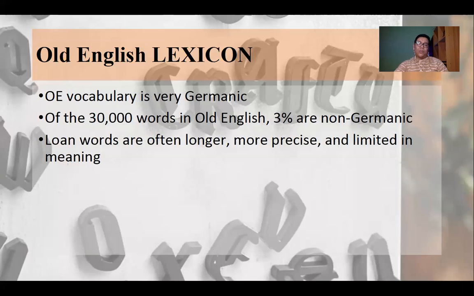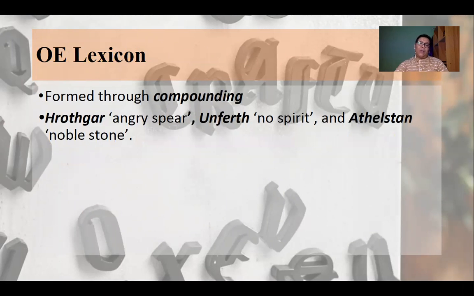Of the 30,000 words in the Old English, only 3% are non-Germanic. Loan words are often longer, more precise, and limited in meaning. And you know that the English language had been widely influenced by different words. Usually, Old English lexicon was formed through compounding, that is the combination of two different words. But if you look at the Old English word, it is actually only one.